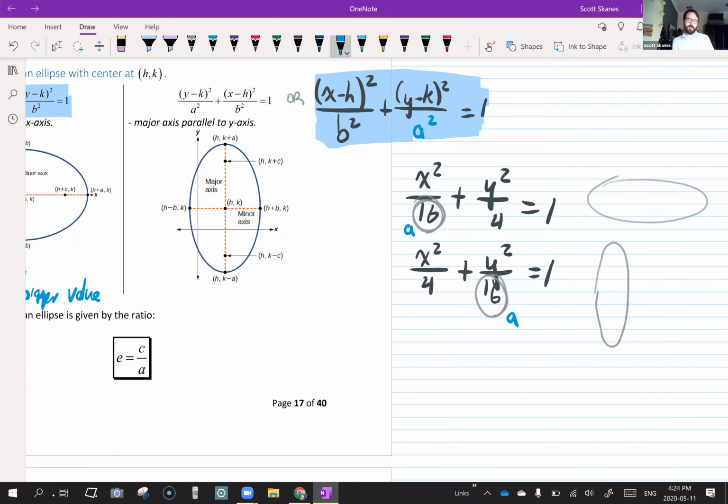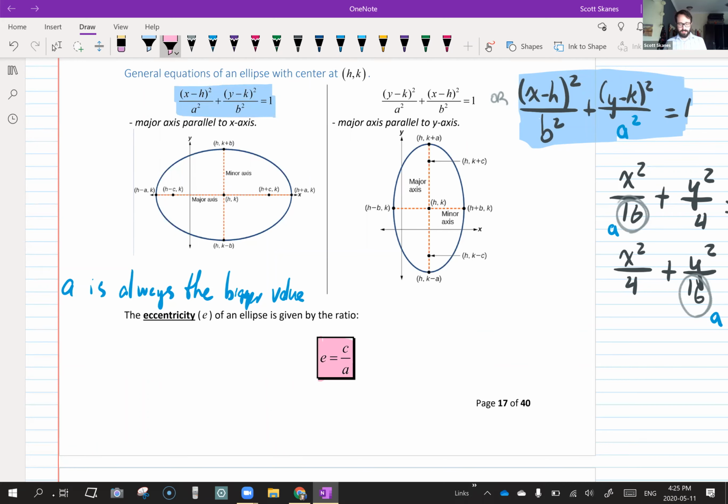And finally, this is the last thing I'll mention before I do some examples. E is the eccentricity. What it means is how weird the ellipse is if we compare it to a circle.